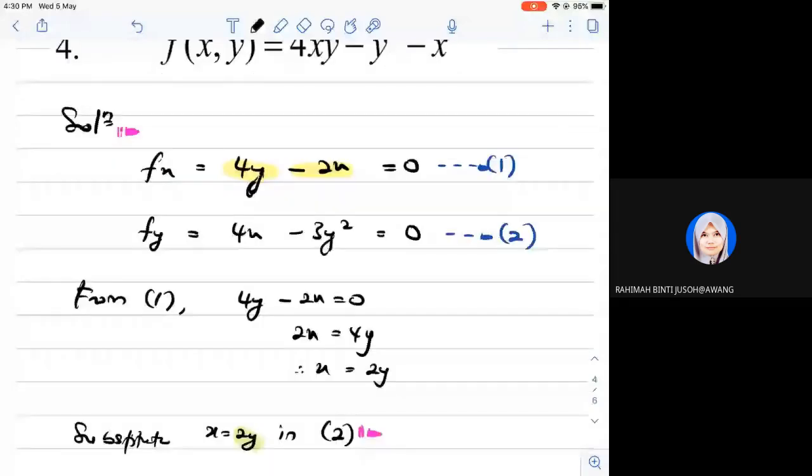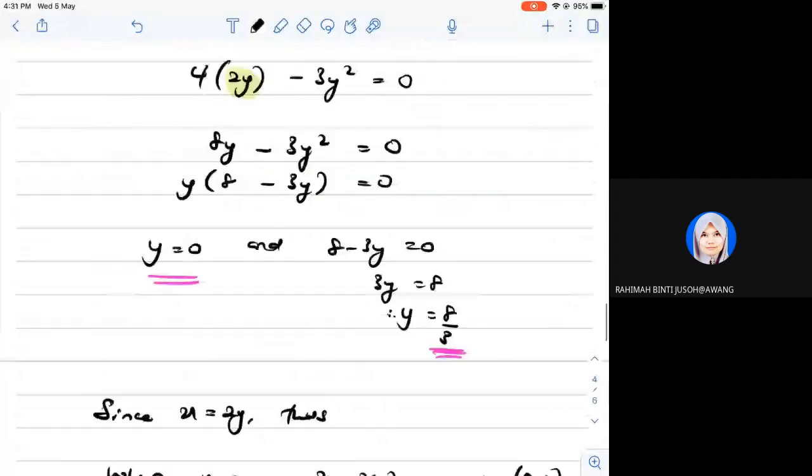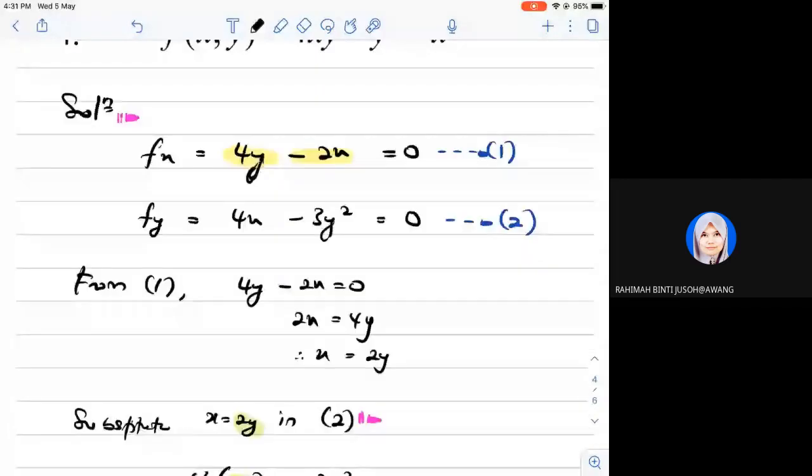Okay, next. Differentiate, cari fyy equals to, we have to differentiate fy pula terhadap y. For x ni jadi 0 sebab dia just a constant. So kita differentiate negative 3y squared, it becomes negative 6y. Okay, so negative 6y.